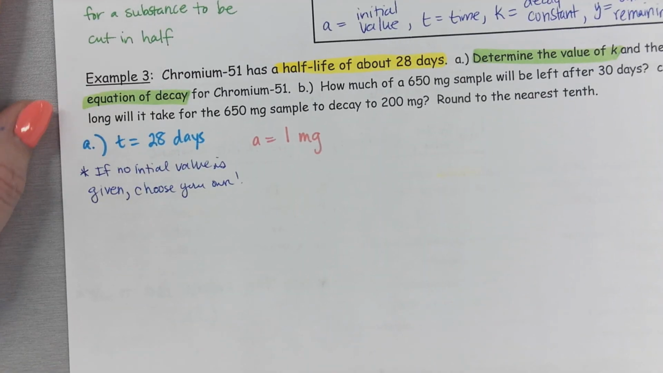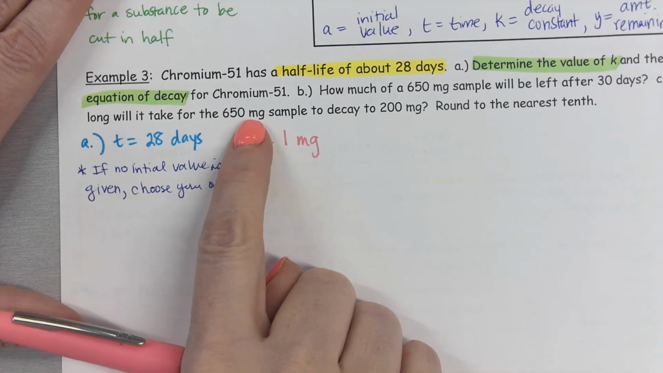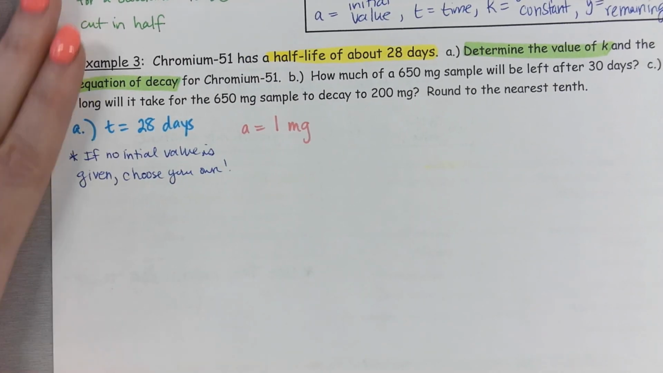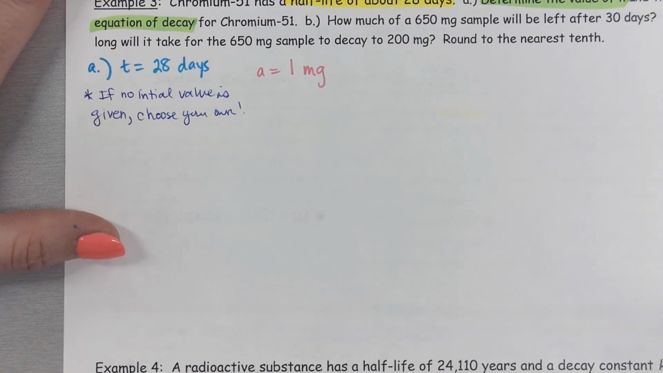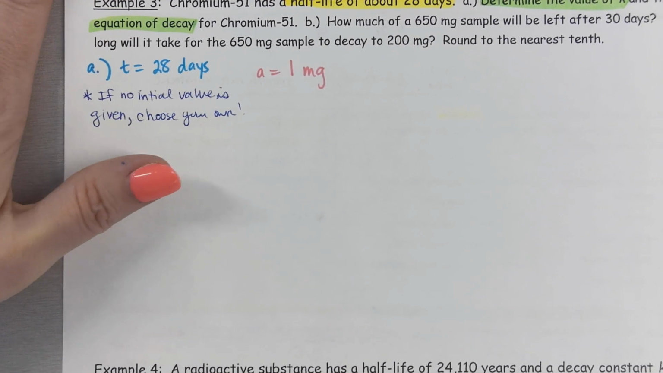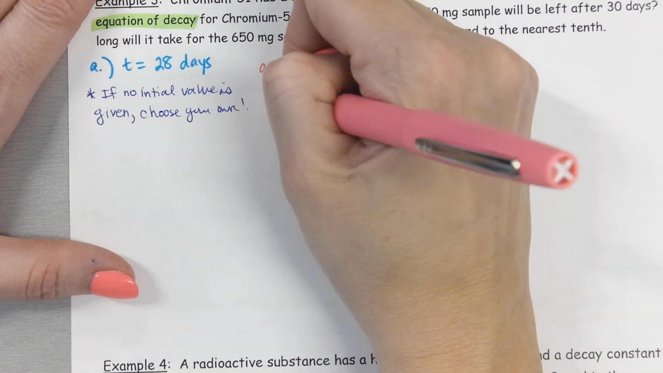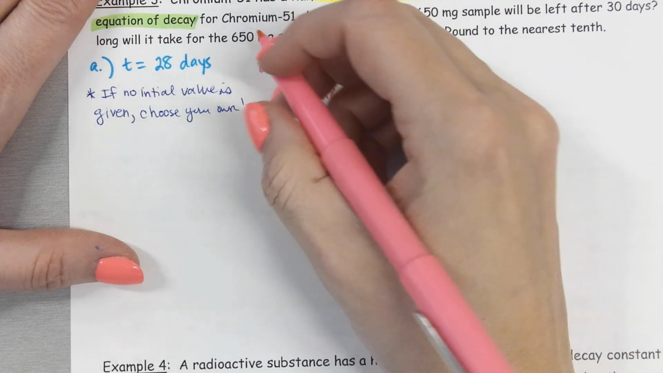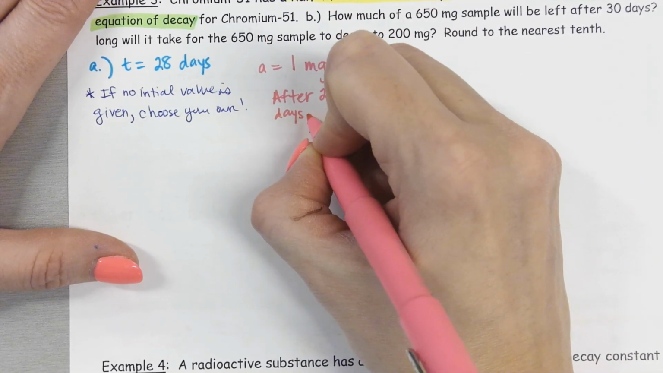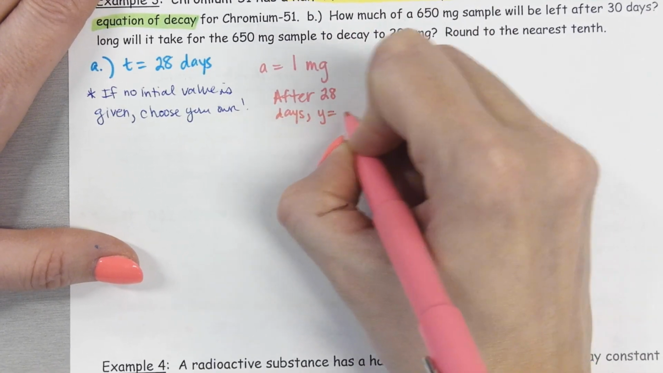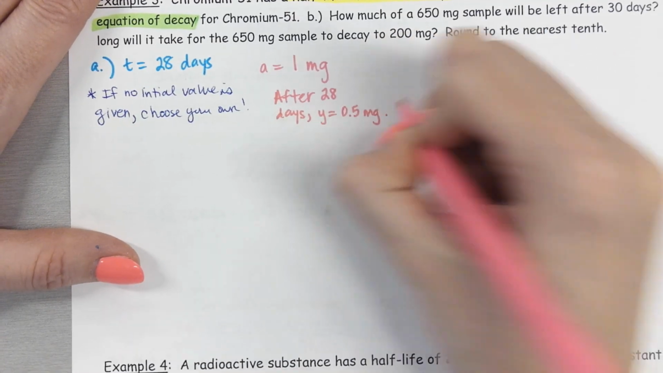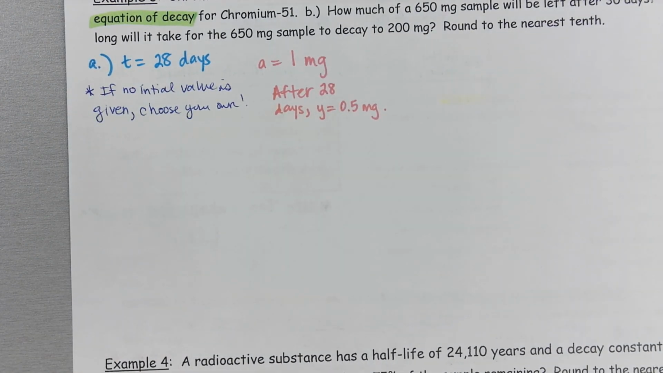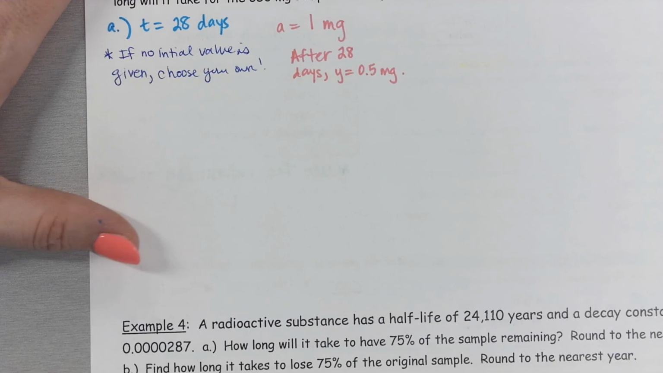Okay, so I'm going to choose 1 milligram. I chose milligrams because that's what they're going to use over here. Okay, you don't even have to specify the unit in this one. So that means after 28 days, how much is going to be left? No, half a milligram. After 28 days, your y value is going to be half of a milligram. And again, you can choose whatever value you want. We're going to talk about why.